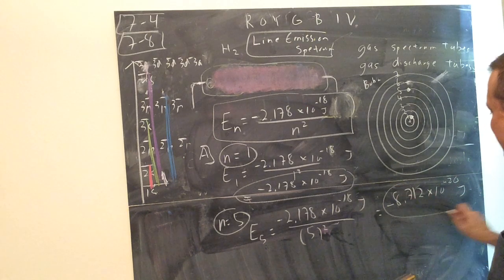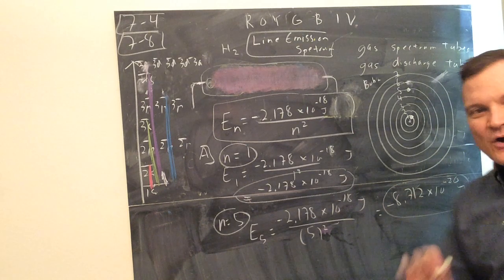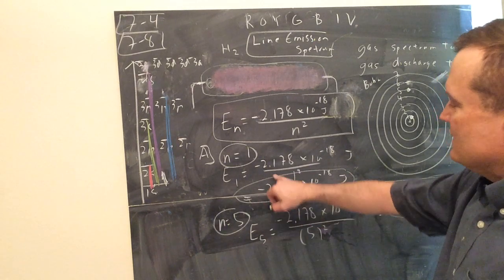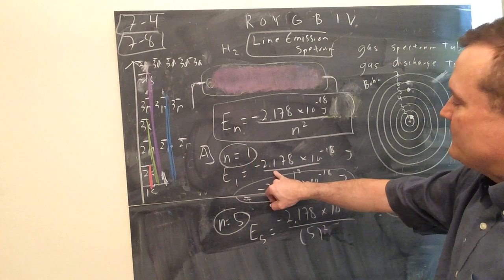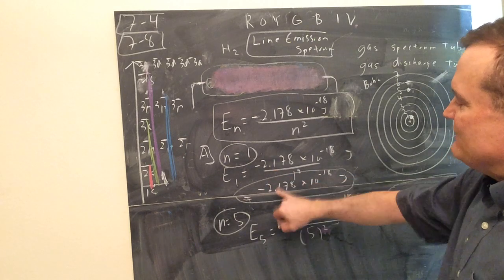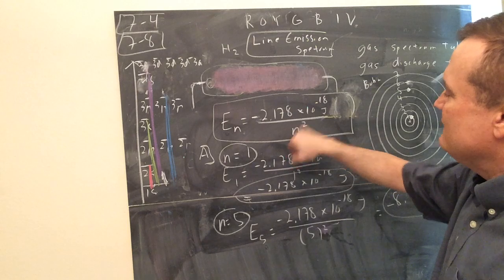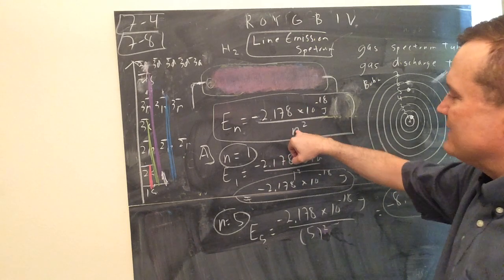Now, notice there's a negative value in there. Don't worry about that yet. You're going to see why in a minute. Negative is part of the equation. Like level 1, negative 2.178 × 10^-18. If you were at level 2, you just put a 2 squared, divide that number by 4. Level 3, 3 times 3 is 9, divide that number by 9. And that's what you'll do on the first part of the worksheet.